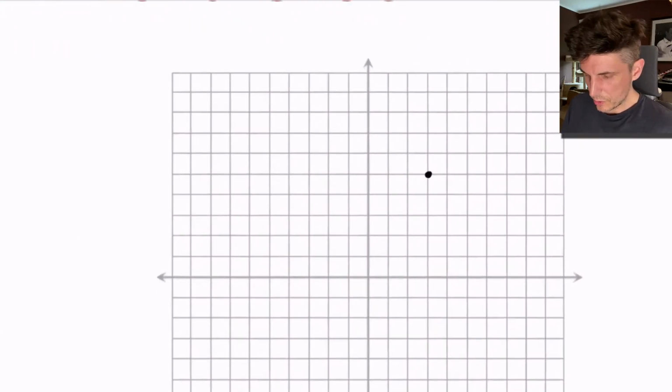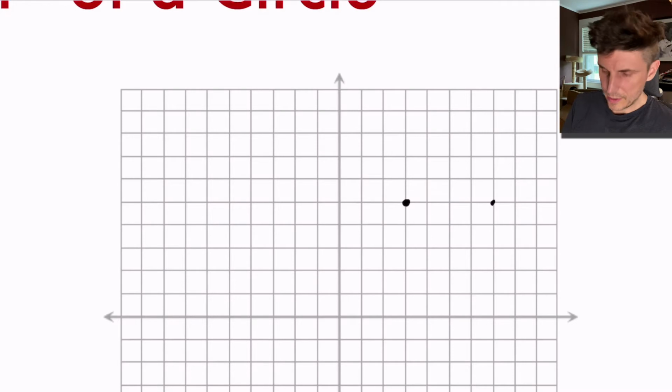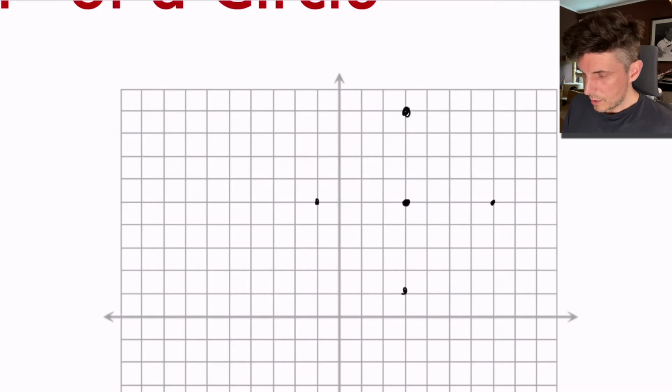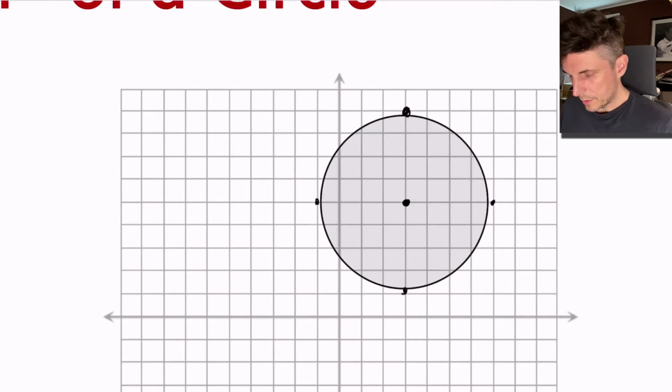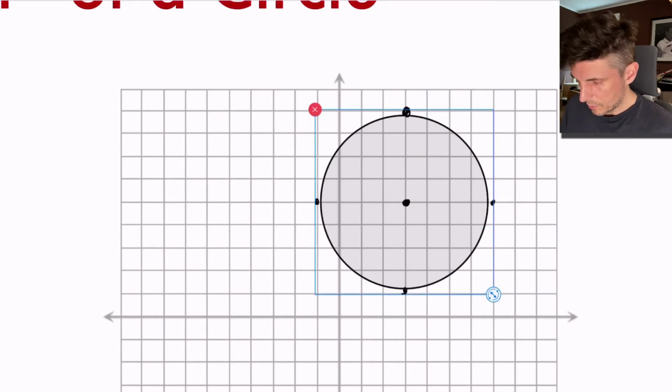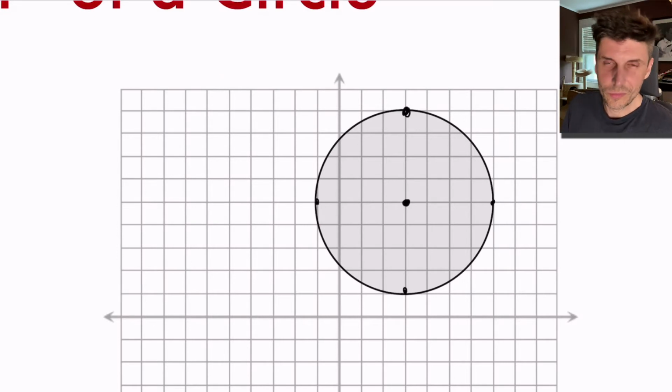So then we go over to our circle and we count 1, 2, 3, 4. Typically what I do is I count left, right, up, down, or right, left, up, down. 1, 2, 3, 4. Okay, and then I draw my circle. I'm going to try my best to make a perfect circle here. That came out pretty good. Not too bad. If I really wanted to get into it, I could make it more perfect.